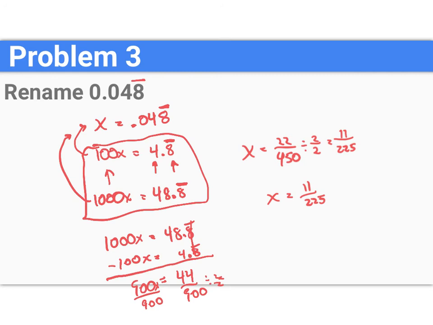So if you do your math and you get something different than what you see on your calculator screen, remember they reduce the fractions. So do not forget to reduce your fractions.